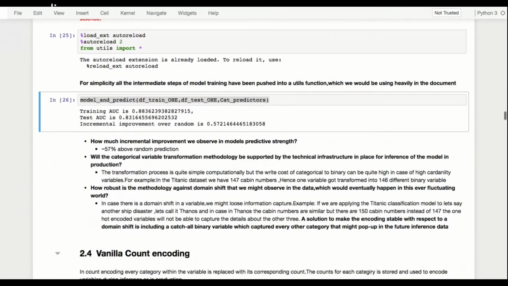What we observe is we get close to 57% above random prediction, which is not bad, I think, for this particular use case. Again, this is a base use case that we are looking at.